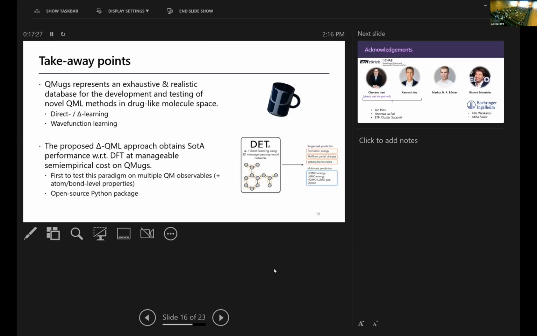And in regards to the second part of the talk, we believe that the proposed delta QML approach obtains state-of-the-art performance with respect to DFT at a more manageable semi-empirical cost on QMugs. And in that regard, I believe that we are the first to test this paradigm on multiple QM observables plus atom bond level properties. And also, I would say that one of the main advantages of this approach, in contrast to other people that are doing delta learning, is that we do open source everything, and I believe that is one of the main selling points.